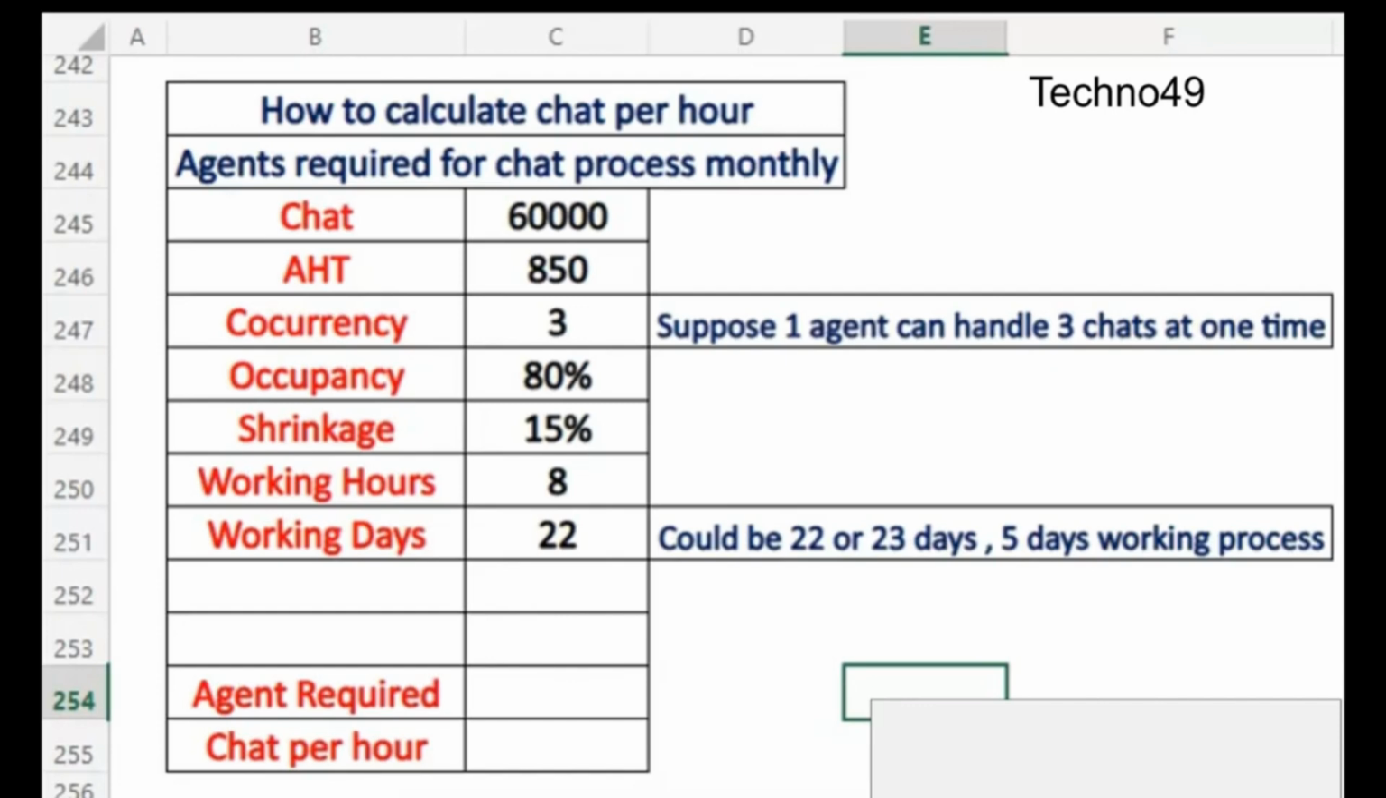So now I have chats 60,000, AHT 50 seconds, concurrency 3. Suppose one agent can handle 3 chats at one time, occupancy 80%, shrinkage 15%, working hours 8 hours. It could be 9 hours also, depending on the company policy. Working days 22, it could be 22 or 23 days. So I'm calculating all these things on a 5-day working process.